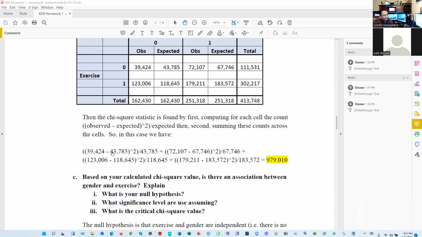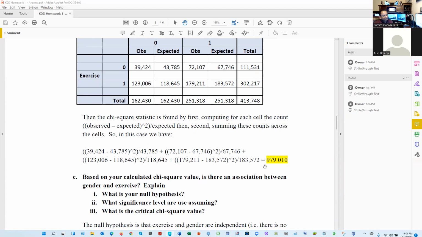Take 39,422 minus its expected value, square it, and divide by its corresponding expected value, plus. Then go to the next cell: this minus that, squared, divided by its corresponding expected value, plus. Do the same for the other cells, taking the difference between expected and observed, squaring, and dividing by the expected. That will give you the chi-squared value.